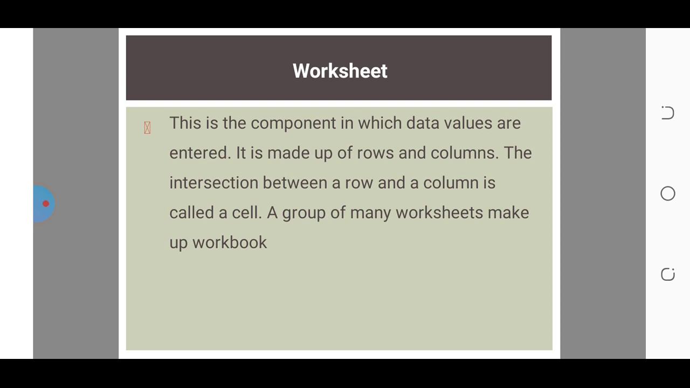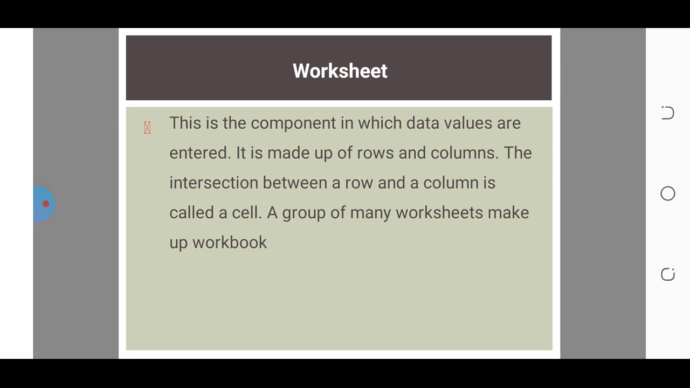What do we mean by worksheet? This is the component in which data values are entered. It is made up of rows and columns. The intersection between a row and a column is called a cell. A group of many worksheets make up a workbook. So a worksheet is actually a single sheet, but if you get like 5 worksheets, you come up with a workbook.